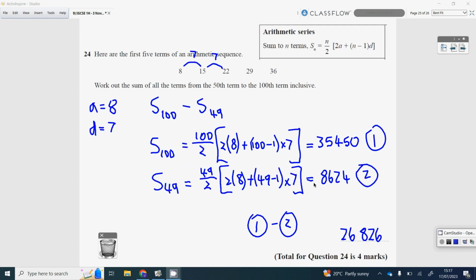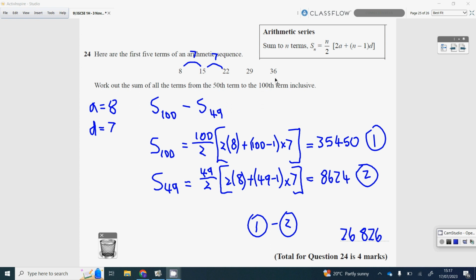Question 24. So they give me the arithmetic sequence, so I can see my first term a is 8, and I can see that my common difference, I'm going up in 7, so d is 7. Now I want to work out the sum from the 50th term to the 100th term inclusive. So the key bit here is to realise to work this out, you're going to work out the sum of the first 100 terms and take away from this the sum of the first 49 terms. That will leave me with the sum from the 50th to the 100th inclusive.